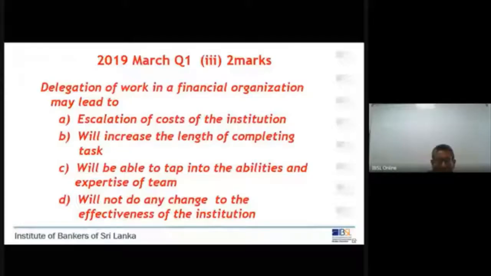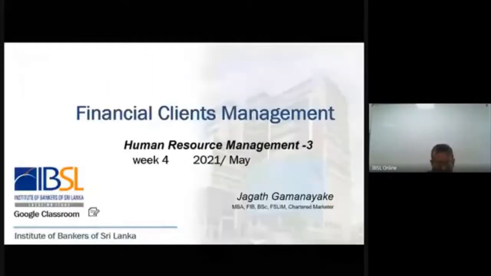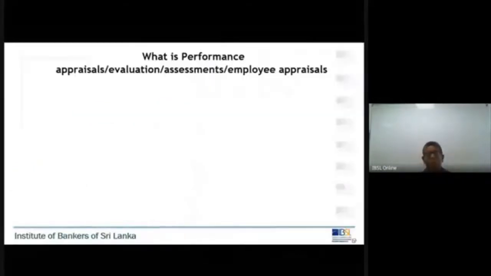Okay. Right. Now, we move into today's topic. So that is what we discussed last time. Now, we are moving to performance appraisal. It can take many forms, right? Some people talk about performance appraisal, some talk about performance evaluation, and some talk about employee appraisal, whatever you call it, right?